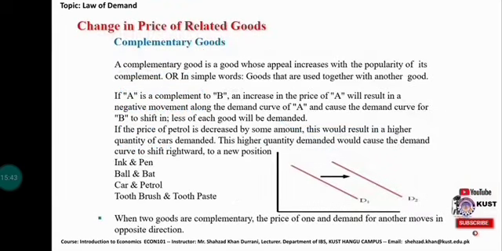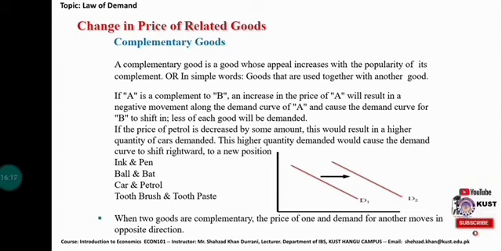Now, change in price of related goods. We will talk about the complementary goods. A complementary good is a good whose appeal increases with the popularity of its complement, right? Or in simple words, goods that are used together with another good, two goods that are compulsory for each other. For example, ink and pen. If you see an increase in the price of ink, then the demand for the pen will decrease.